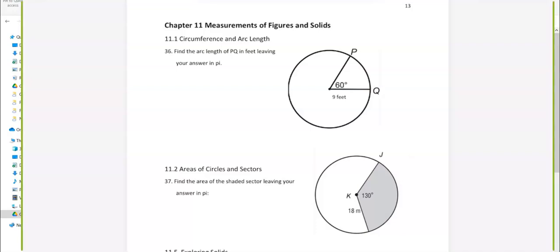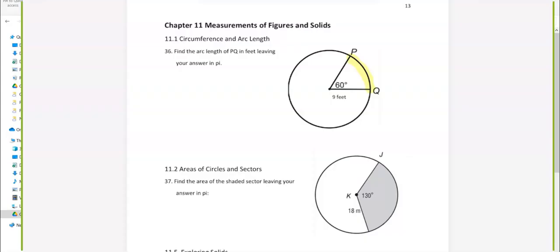Okay, in this video, we're going to do all the problems for Chapter 11 that are on the review for the final exam. So the first one is talking about circumference and arc length. They want you to find the arc length of PQ in feet, and they want you to leave your answer in pi. So here's PQ. We want that length in feet.